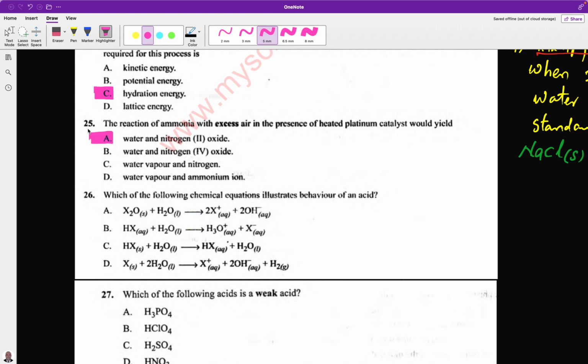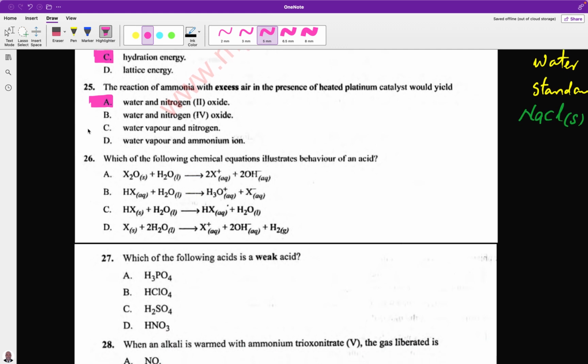Number 26. Which of the following chemical equations illustrates the behavior of an acid? Behavior of an acid. What is an acid? An acid is a proton donor. A base is a proton acceptor. Let's see if it is applicable here.